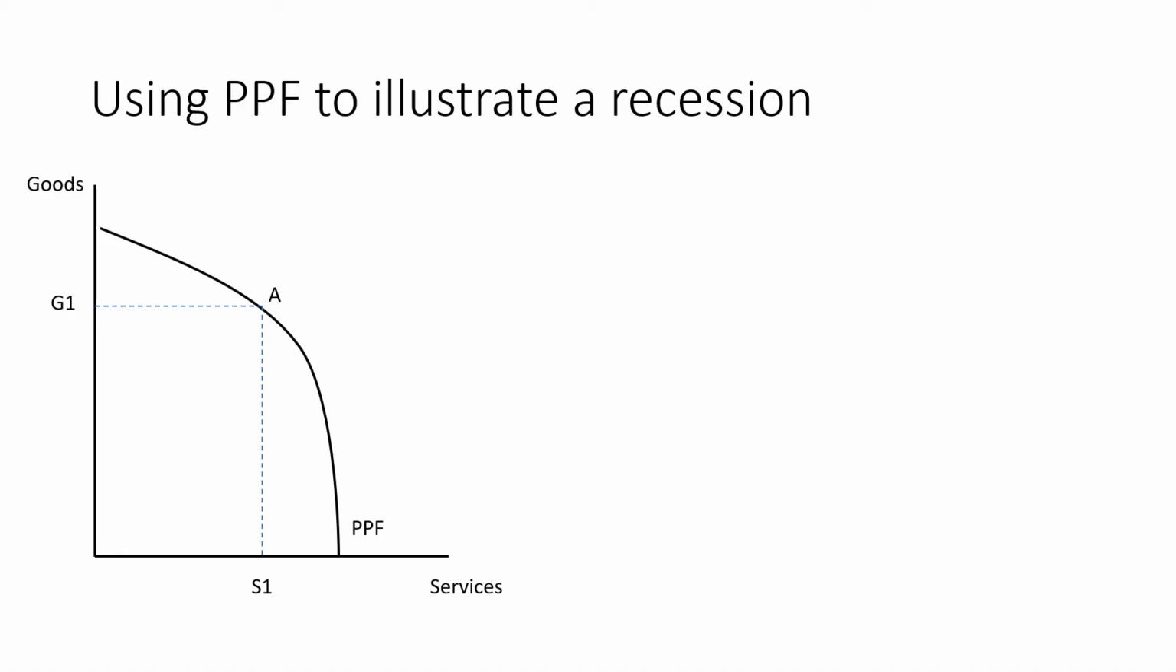Production possibility frontiers can be used to illustrate a recession. In this case, we've got an economy that can produce either goods or services. At the moment, the economy is achieving full employment. It's operating on the edge of the PPF at point A, producing a GDP of G1 plus S1.